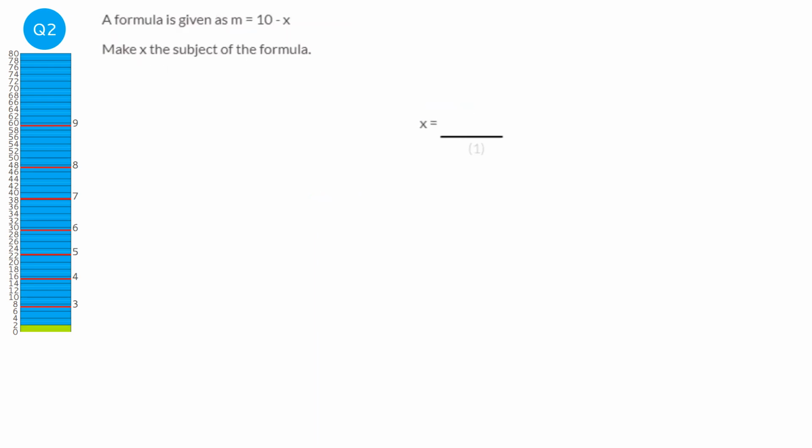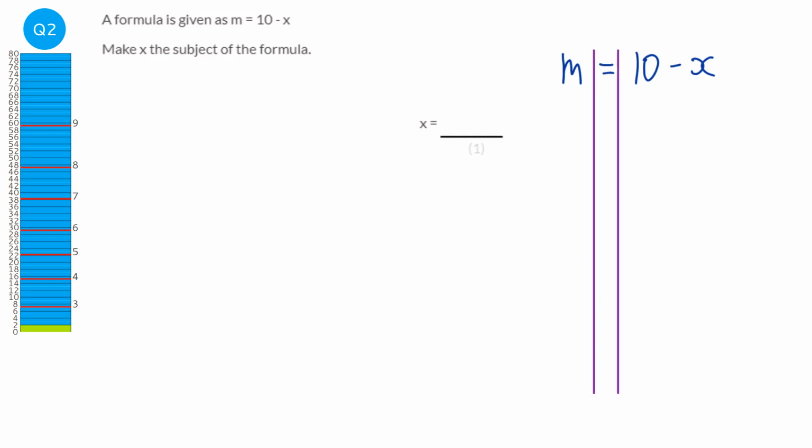So our answer is 4, 5, 6, 7 and 8. To rearrange this, I'm just going to write out the equation again, and I'm going to put my lines in. The first thing I'm going to do is try and make the x positive, because we're looking to make x the subject of the formula, which means we need it to be x equals. So what I'm going to do is just add x both sides. So we've got x plus m equals 10.